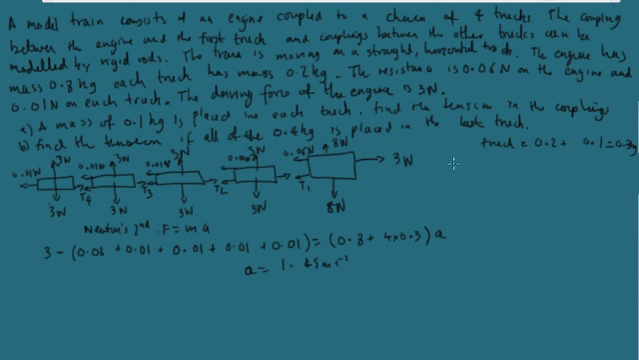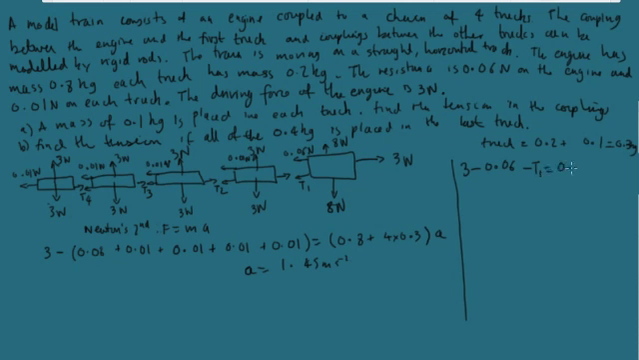So now we need to go through each truck separately. For the first one, we've got 3 minus 0.06 minus T1 equals 0.8A. So T1 will be 1.78 newtons.